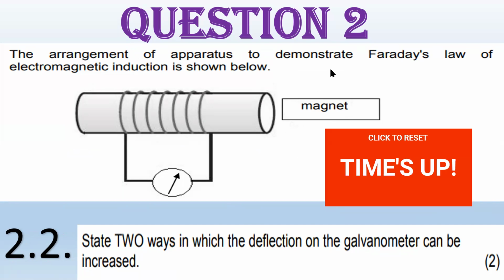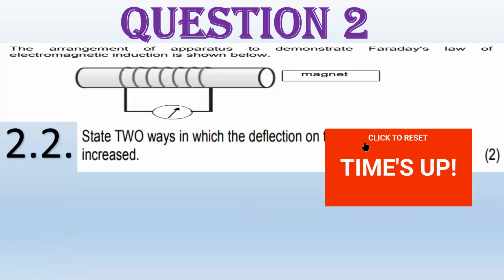All right, time's up. If you need more time for this one, I think you don't need extra time, 20 seconds is more than enough. So they are asking you for two options to increase the reading on the galvanometer. It means to increase the current. What can we do for this solenoid? That's our question. What can we do, guys?